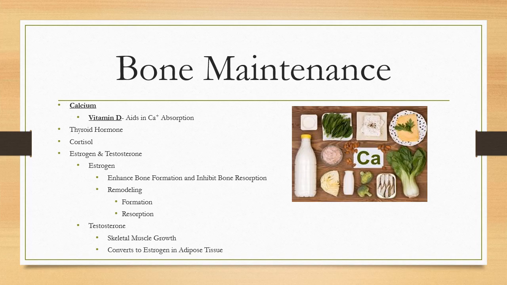Okay, what else? Estrogen. Well, estrogen protects the bones. It maintains the bones, right? So not only does it enhance formation of bones, but it also inhibits bone resorption or bone breakdown. Okay, so premenopausal women have some protection from osteoporosis because they have high levels of circulating estrogen.